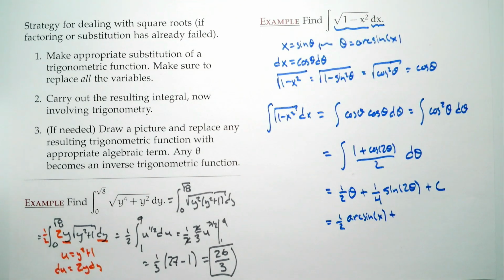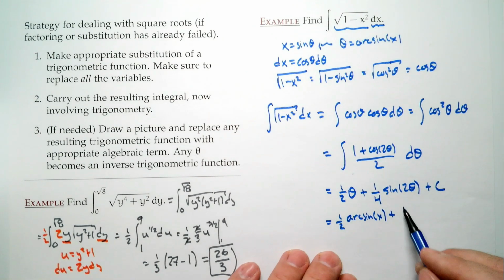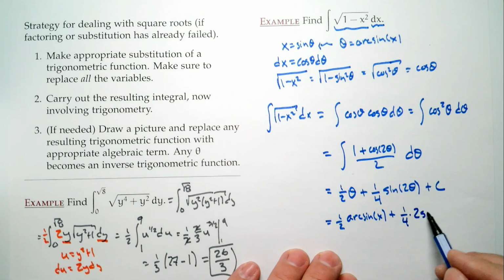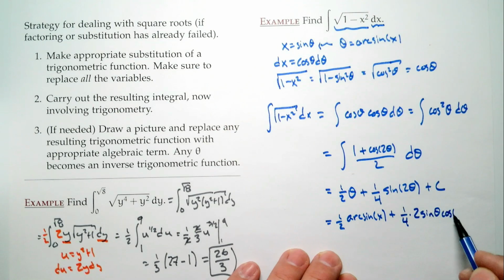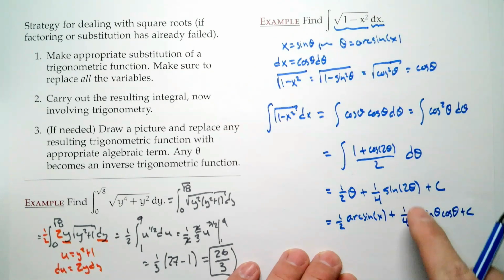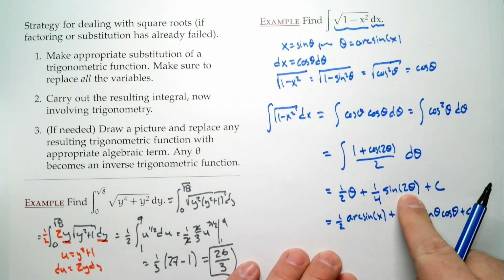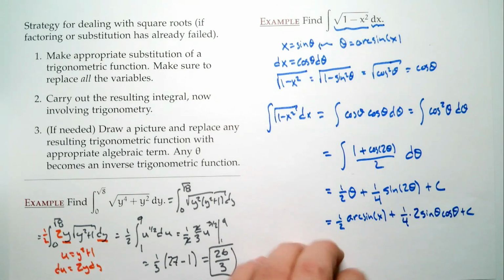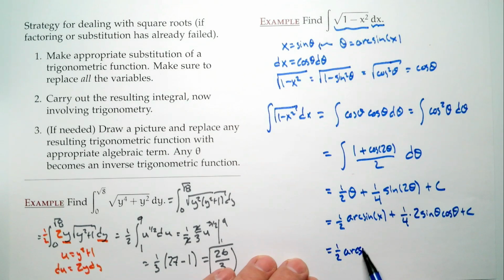Oh yeah, there's this identity, the double angle identity, which allows us to say that sine of 2 theta is the same as 2 sine theta cosine theta. So, if we do end up with something on the inside, we can use double angle identities to sort of get back into sine theta and cosine theta. All right, well, 1/4 times 2, that's 1/2. Okay, that's good enough. What do we do about the sine theta?